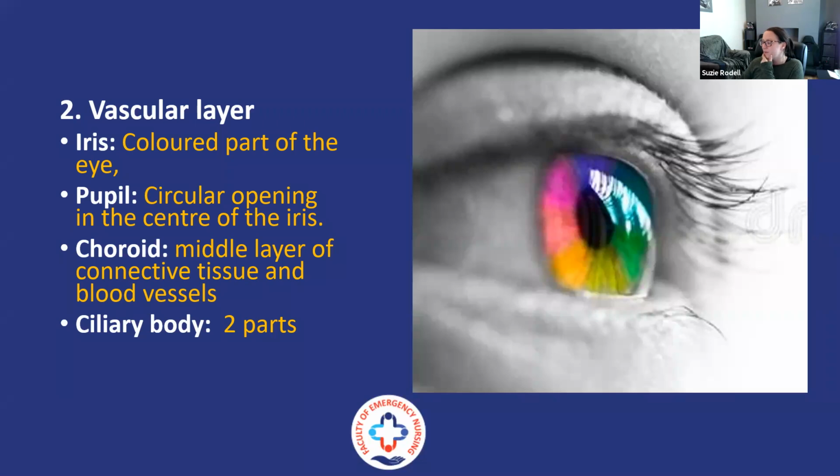And the ciliary body, the choroid and the ciliary body are pretty much one and the same. It's made up of two parts, the ciliary muscle and smooth muscle fibers, which attach to the lens, which again contract and dilate, altering the size of the lens. And together they work as the ciliary body, controlling the shape of the lens.